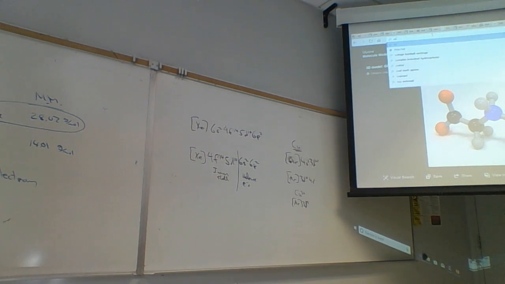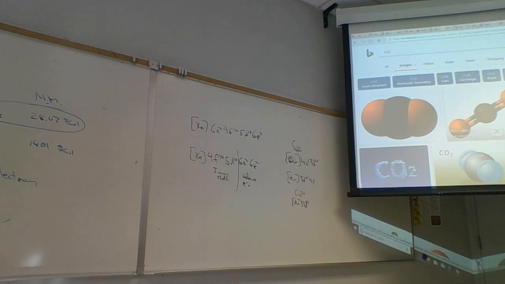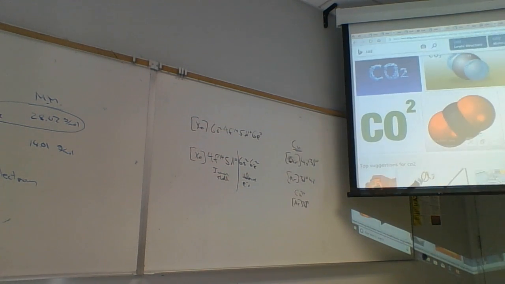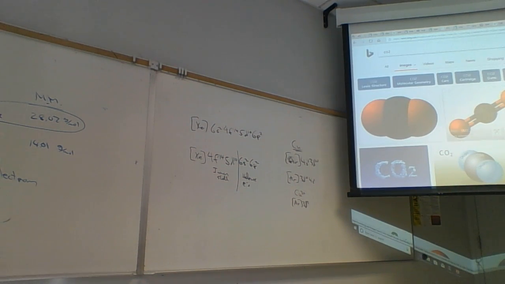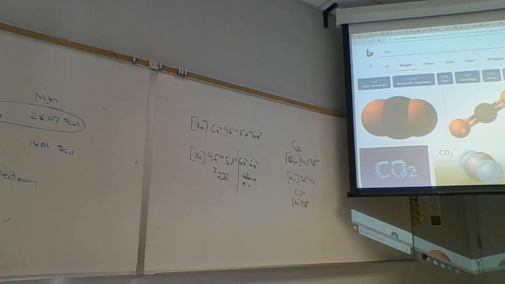Something like CO2 is tricky here because the polarity cancels. You've got one dipole pointing one way, another dipole pointing the other way. They cancel each other out. They're equal and opposite, so CO2 is nonpolar. This would be polar because they wouldn't cancel out. That would be polar if it adopted this structure, but it doesn't adopt this structure. It adopts a linear structure like that.